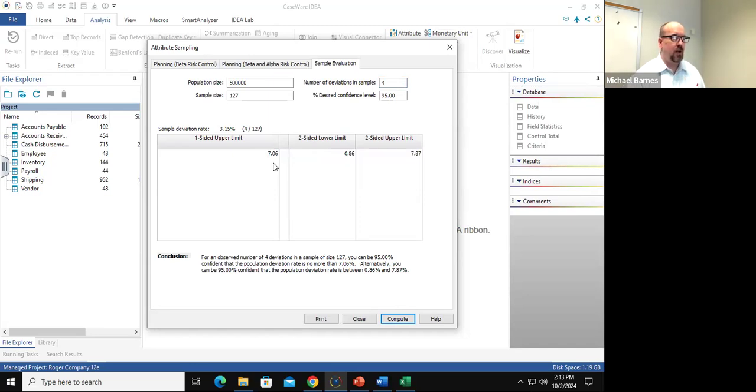Now let's look at a few other numbers. Let's look at the numbers that we didn't take a look at. Let's just examine those. So we're going to leave population size at 127. We're going to change our sample size to 88.